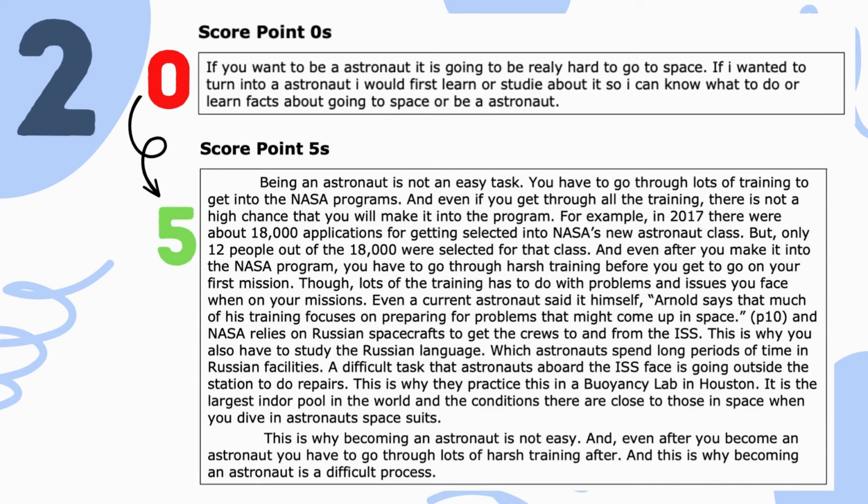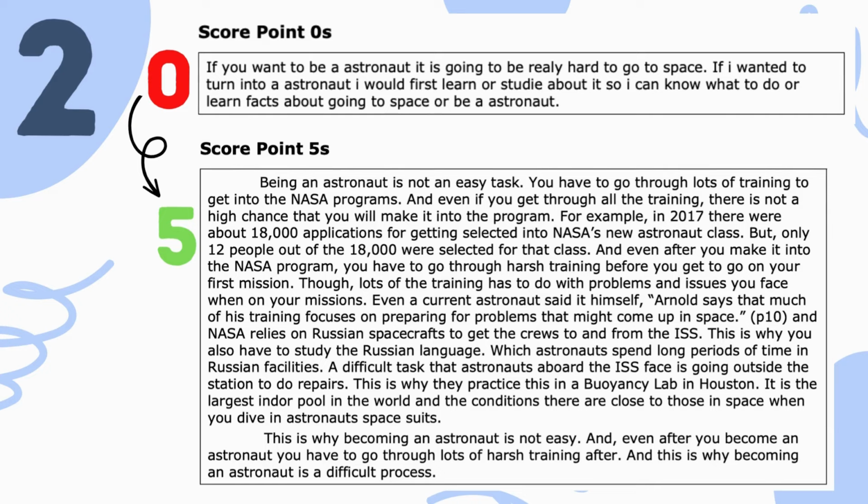So the 0 states, if you want to be an astronaut, it is going to be really hard to go to space. If I want to turn into an astronaut, I would first learn or study about it so I can know what to do or learn facts about going into space to be an astronaut. So here you can see the answer is not very clearly stated. There's a bunch of errors, and it's pretty hard to follow their controlling idea.